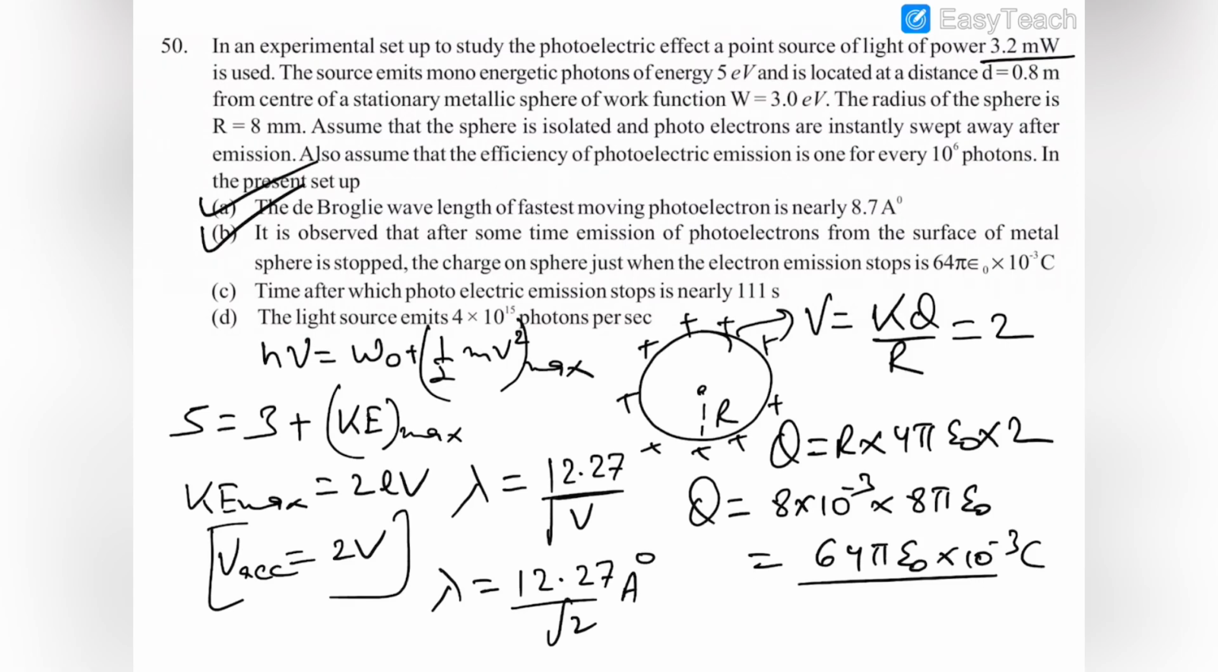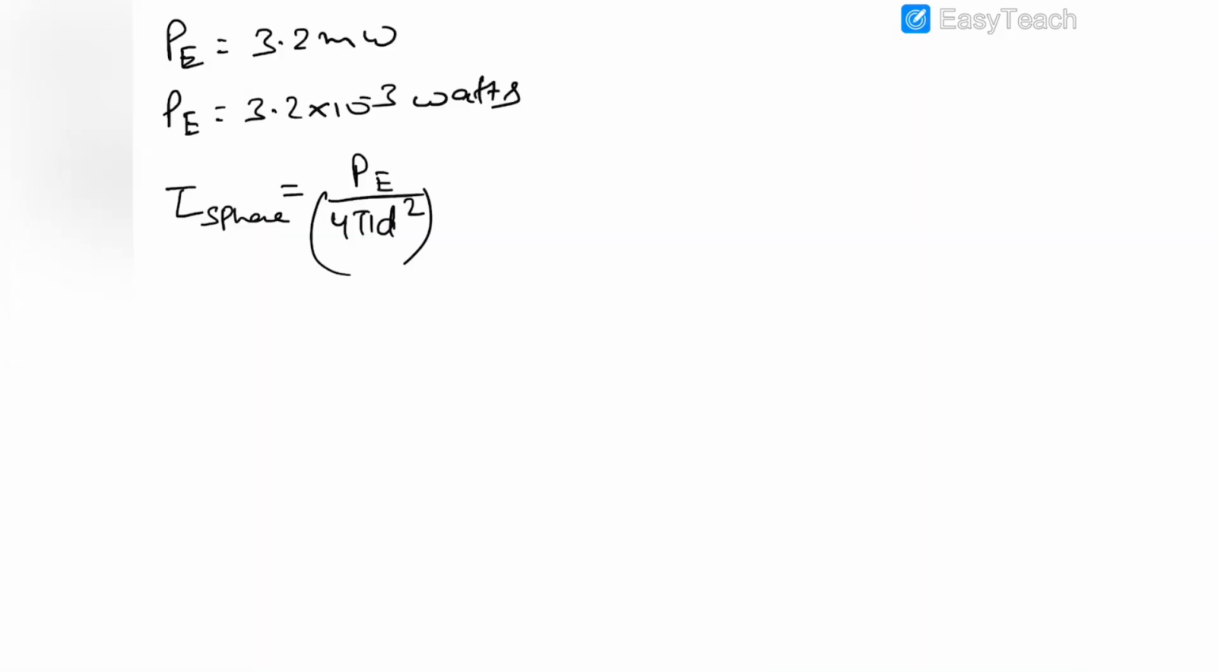And we can say that this power has an intensity I on the sphere, and this intensity would be power emitted divided by 4 pi d square, where d is the distance between source and the sphere. Okay, so you can also see that this d is in meters and this is in mm, so we can neglect the radius here, and therefore the intensity which is incident on the sphere is this one.